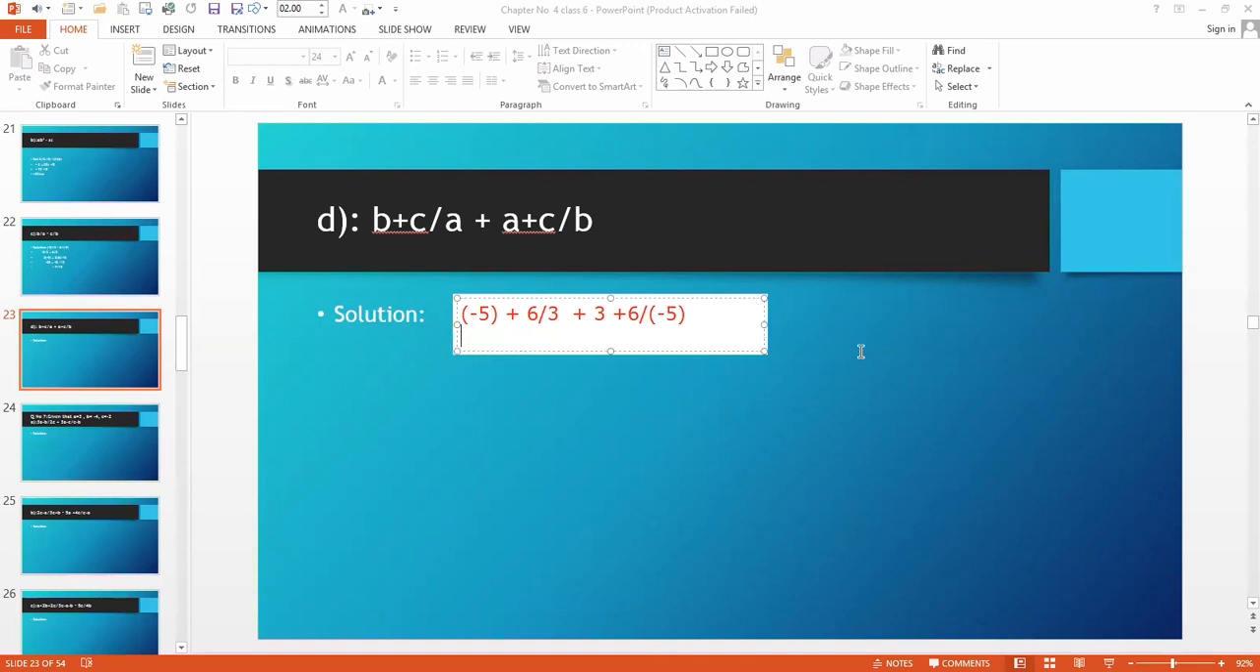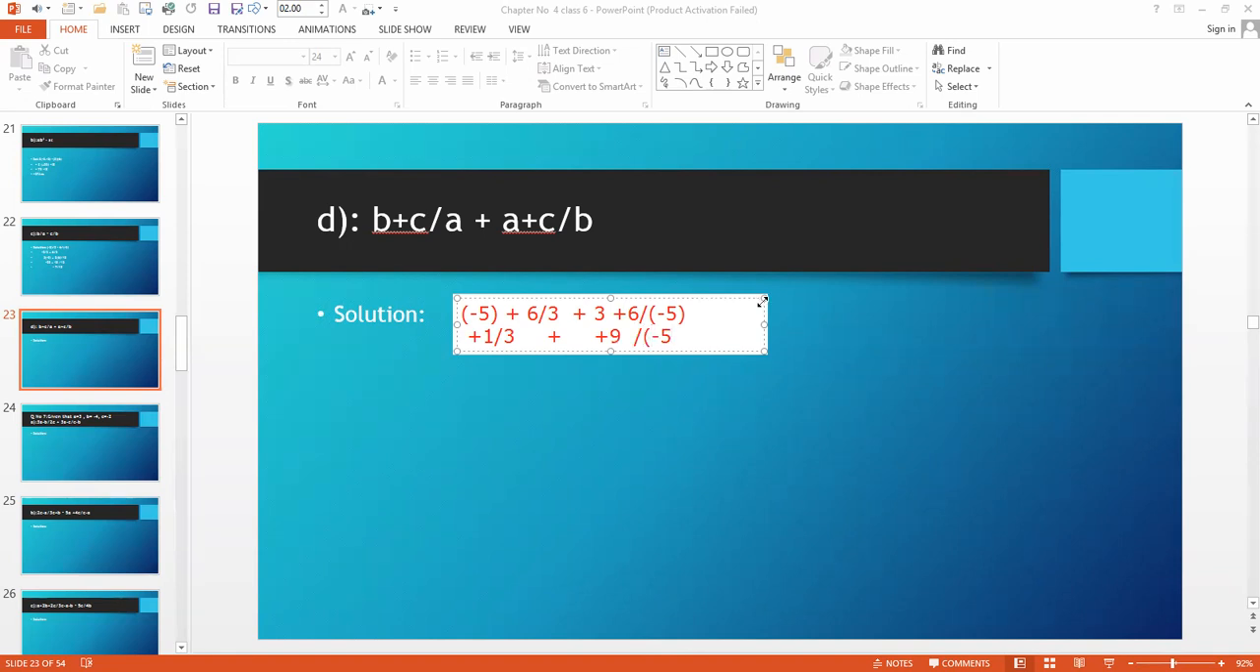Now move towards the second step. -5 plus 6. Both have different signs, so we have to subtract the numbers. So 6 minus 5 is equal to 1. And I have to put the sign of the greater number, that is plus. So plus 1 over 3. In the center, I have to put plus. And next is plus 3 plus 6. Both have the same sign, so I have to add the numbers, 6 plus 3, 9. And put the sign of the greater number, that is again positive. And I have to divide it by the value of b, and it has a negative sign.